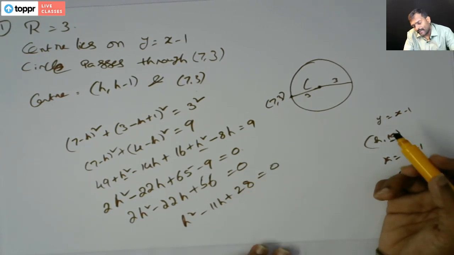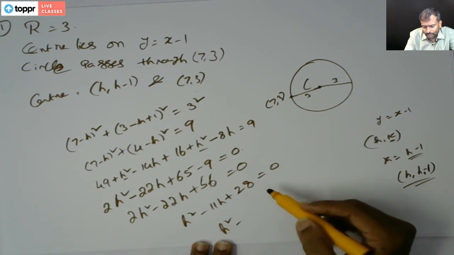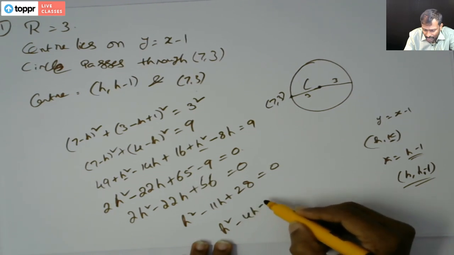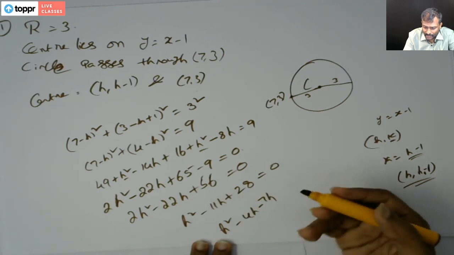Now we have to find the factors of this. So h square minus 4h minus 7h. 4h plus 7h is 11h, and 28.